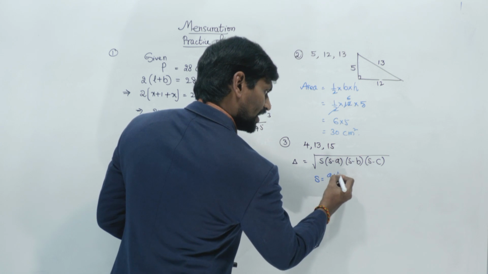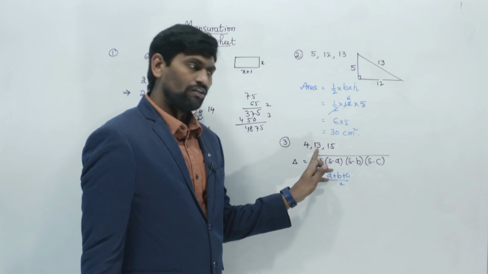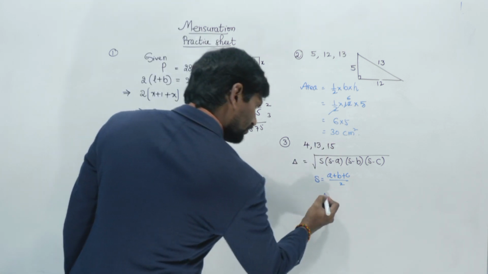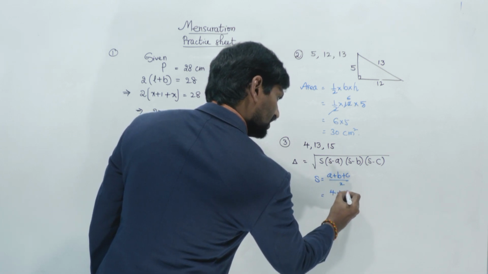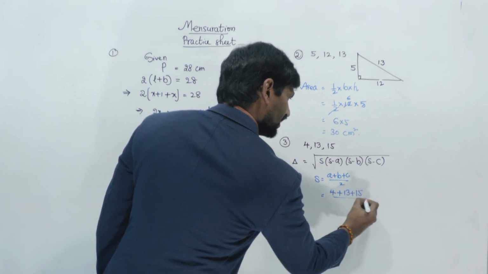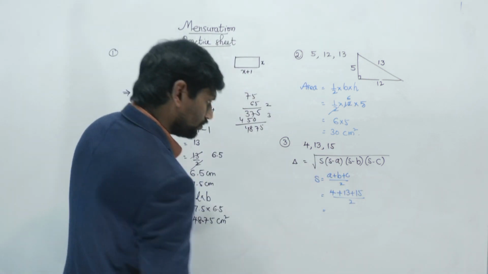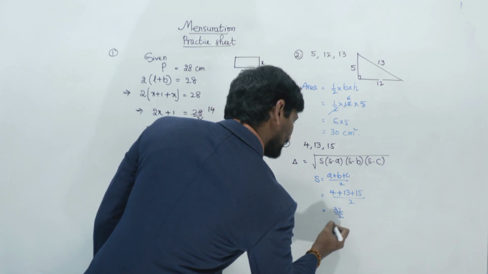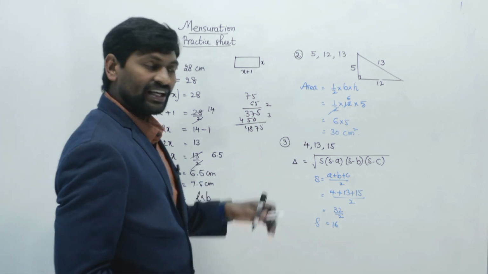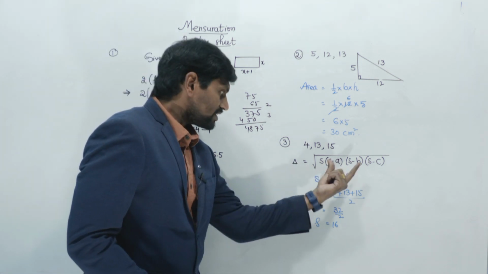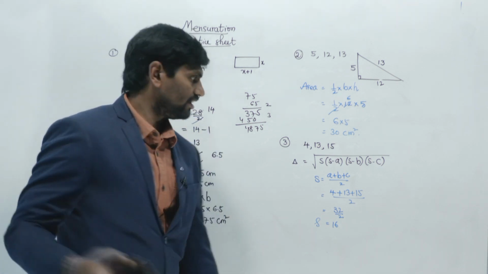S is equal to a plus b plus c by 2. Take any one of the sides as first a, second b, third c. We can take any order. So for a value 4, b value 13 and c value 15, divided by 2. 4 plus 13 is 17, plus 15 is 32. 32 by 2 is nothing but 16. I got the s value as 16. Now you can directly substitute all the values in the given formula and identify the area of the triangle.